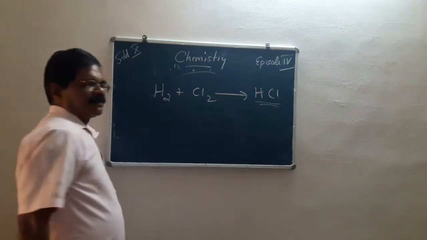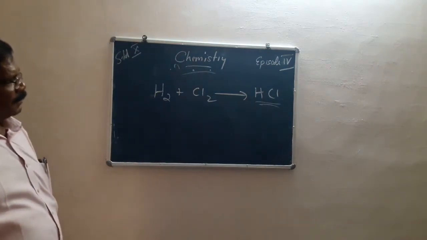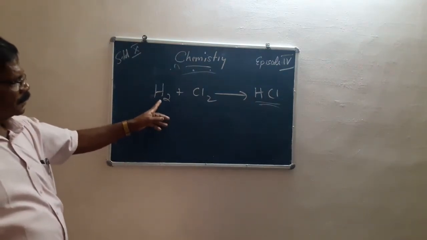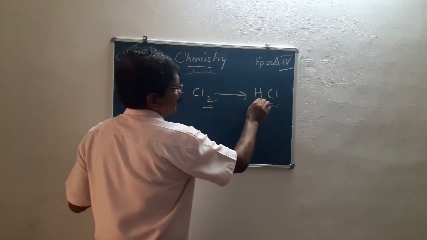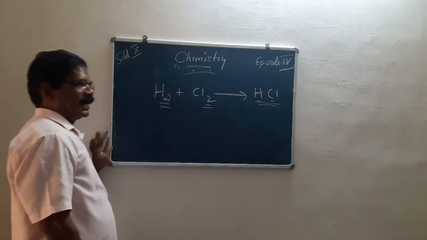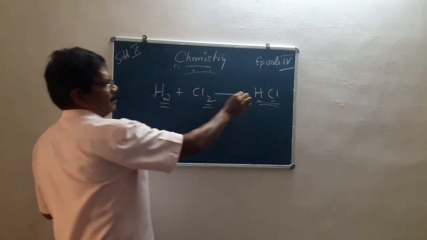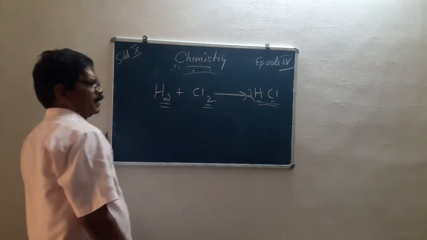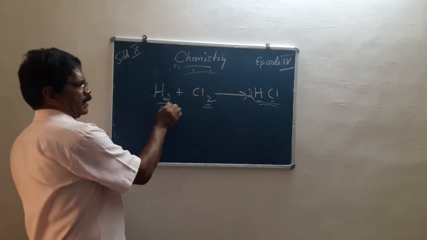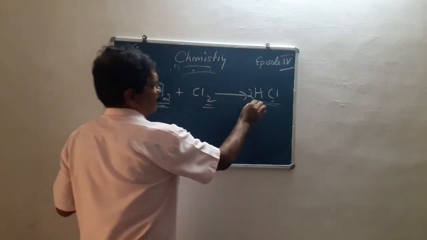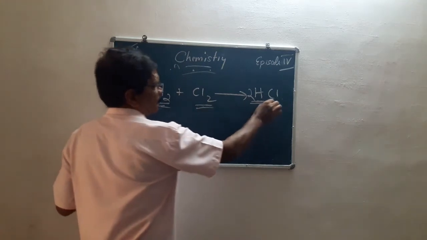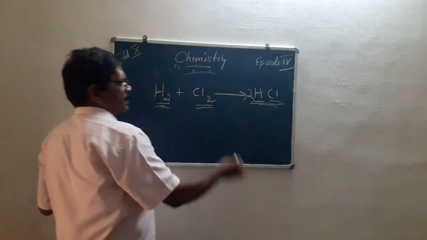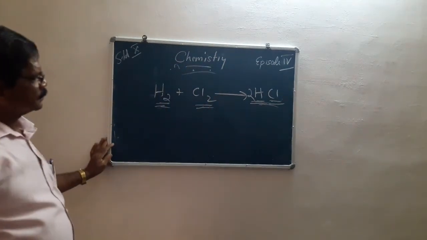Is this a balanced equation or an unbalanced equation? On the left, hydrogen has 2 atoms and chlorine has 2 atoms. Here there is only one hydrogen atom and one chlorine atom. It is unbalanced. How to balance? When we write 2 here, then 2 hydrogen atoms on the reactant side, 2 hydrogen atoms on the product side, 2 chlorine atoms on the reactant side, 2 chlorine atoms on the product side. So it is a balanced equation.